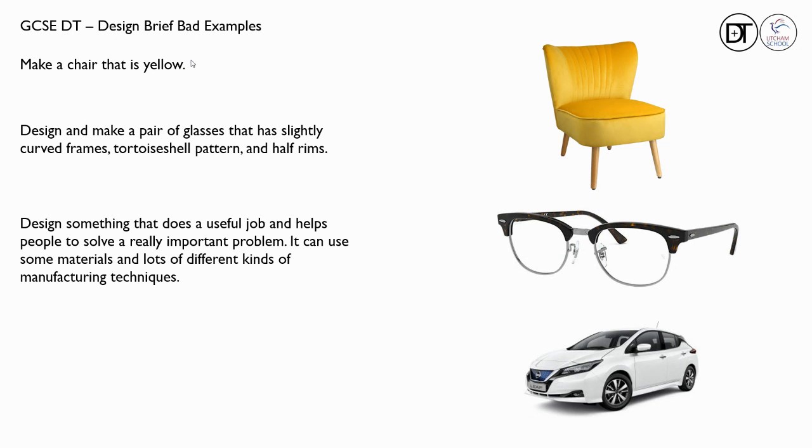Last one. Design something that does a useful job and helps people to solve a really important problem. It could use some materials and lots of different kinds of manufacturing techniques. The problem with this is that there is no way of getting from that to an electric car except by chance. This is far too vague. So this one, far too specific. This one, far too vague. You need to be somewhere nicely in the middle.